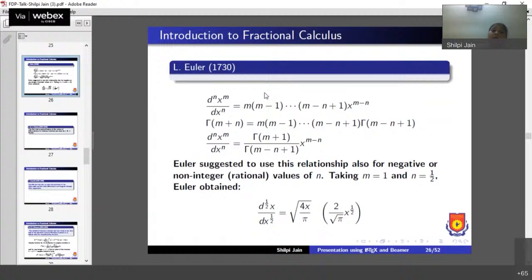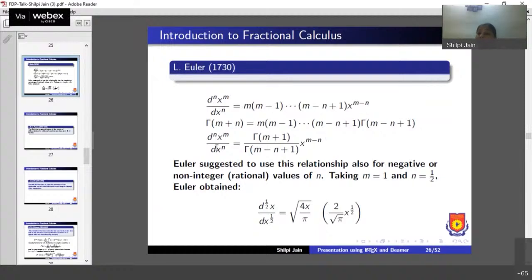Another result was given by Euler in 1730. d raised to power n of x raised to power m upon dx^n is equal to gamma m plus 1 divided by gamma m minus n plus 1 times x raised to power m minus n, where gamma of m plus 1 is equal to m times gamma of m, and so on. Therefore, d raised to power n of x^m upon dx^n reduces to gamma m plus 1 divided by gamma m minus n plus 1 x raised to power m minus n. If we put this result in the above equation, we get this result.